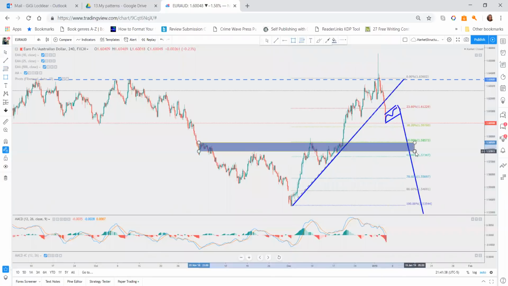So that lines up perfectly between your 50 and your 61.8 on your Fibonacci. So you could see it sell off to here as a take profit one.